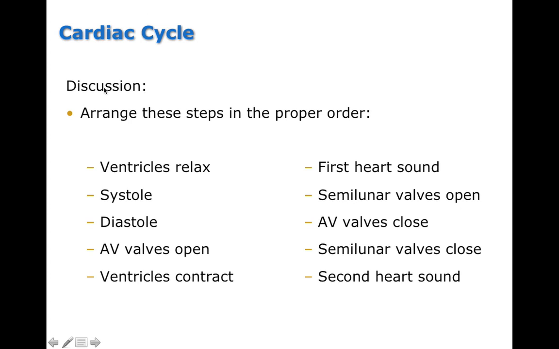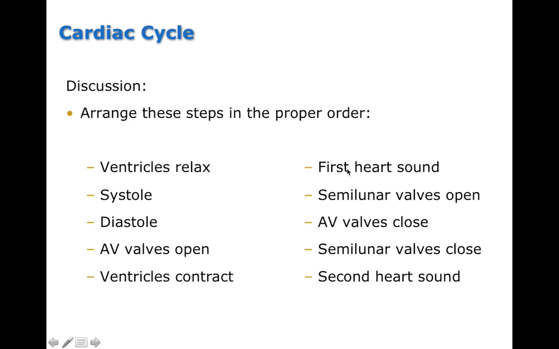So if we talk about blood flow through the heart, we want to arrange these in their right order, right? We have to pick a starting point and then put them in the right order. Because it occurs in a cycle, you just have to pick a starting point. So let's start with systole. If systole is ventricular contraction, that correlates with the closure of the AV valves and then your first heart sound.